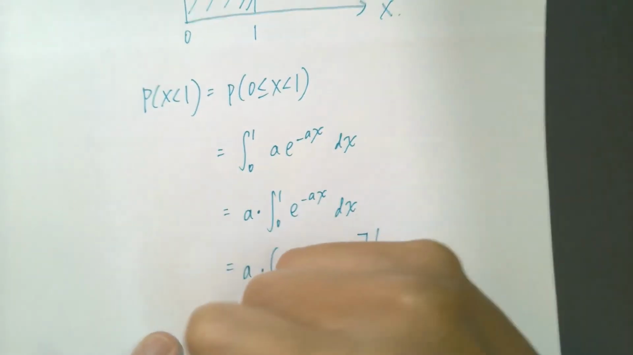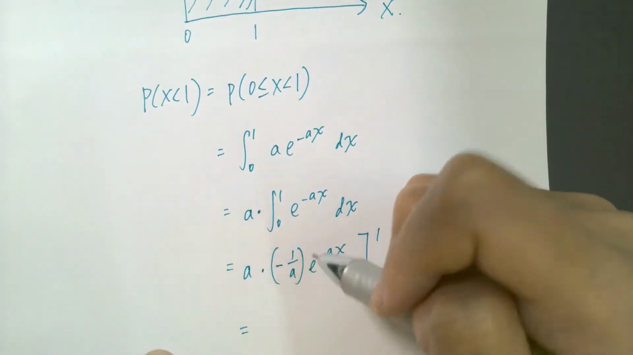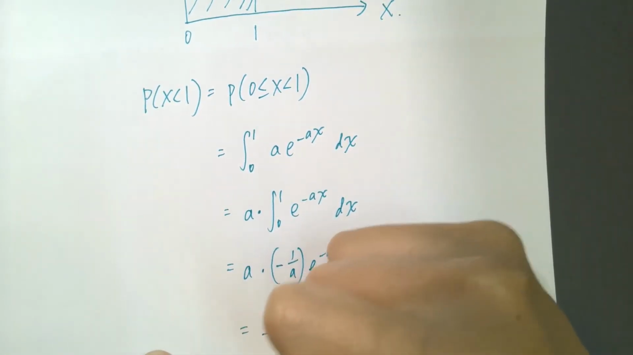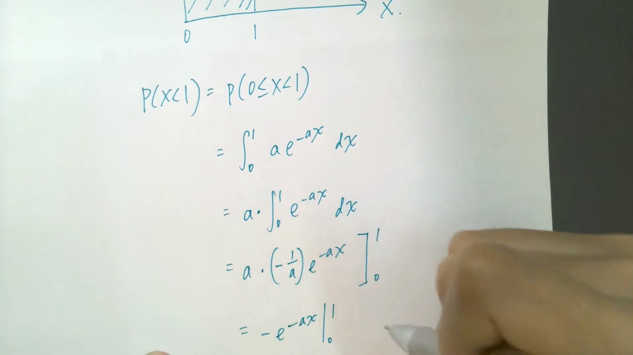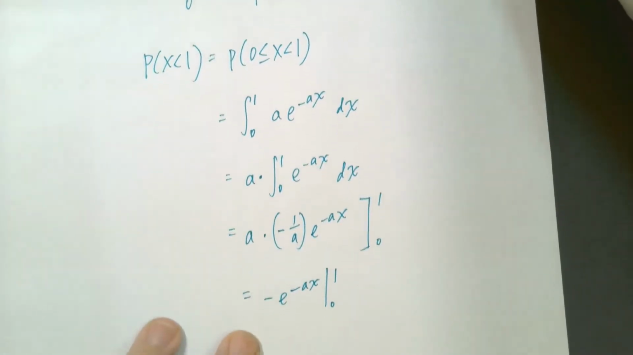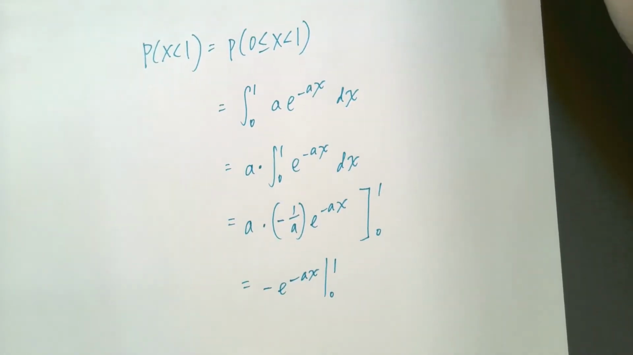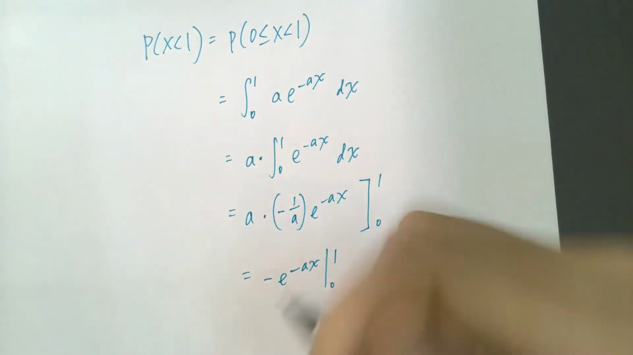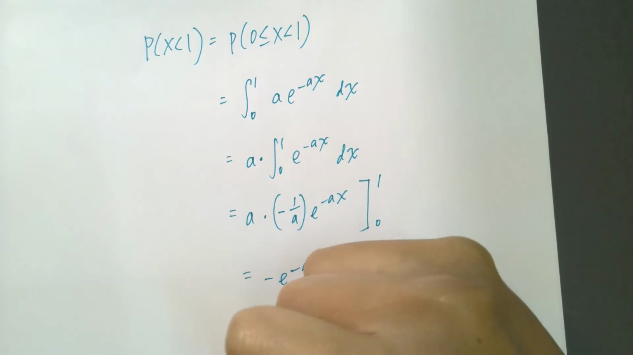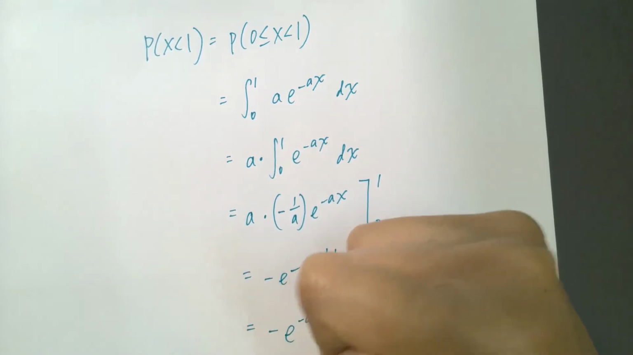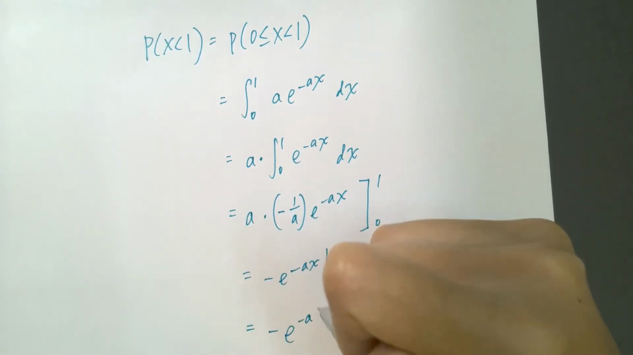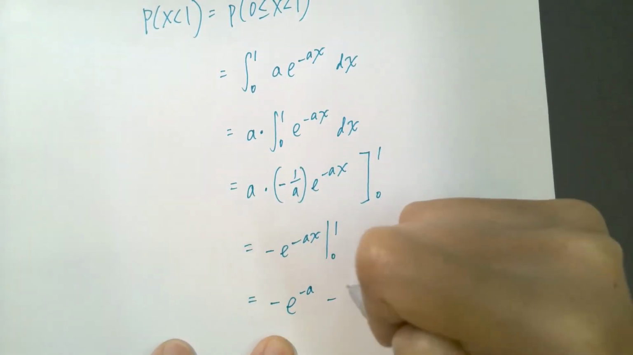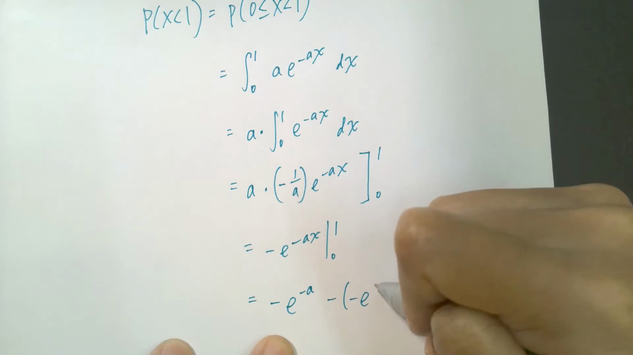So that in fact is just equal to negative e to the power of negative ax from 0 to 1. That's cool. The next step is, of course, to find a. So this is equal to negative e to the power of negative a, plugging x equals 1 over here, and subtract negative e to the power of 0.